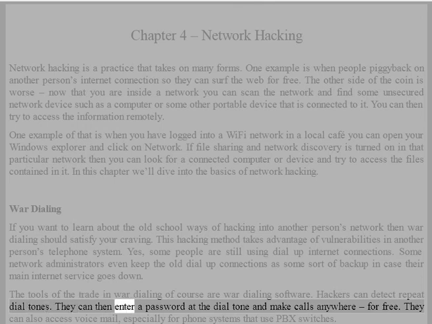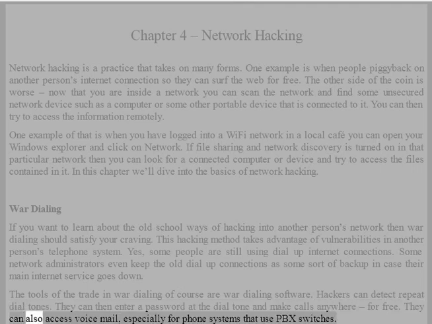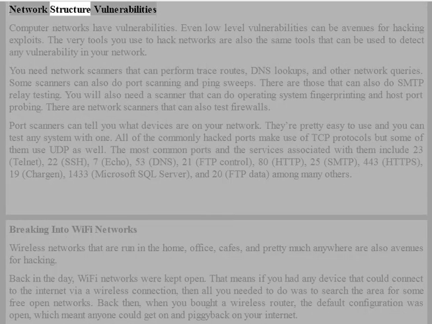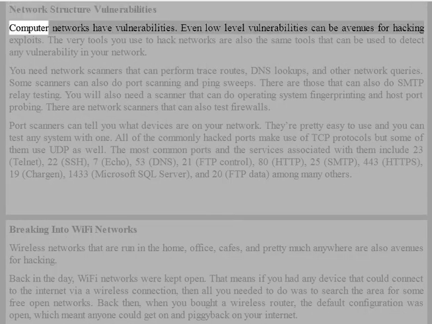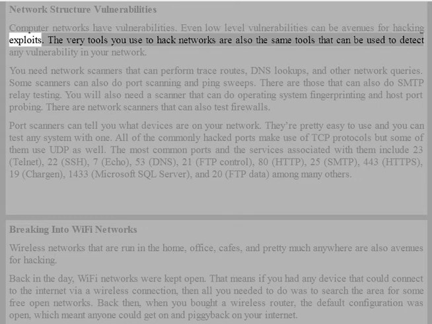They can then enter a password at the dial tone and make calls anywhere for free. They can also access voicemail, especially for phone systems that use PBX switches. Network structure vulnerabilities. Computer networks have vulnerabilities. Even low-level vulnerabilities can be avenues for hacking exploits.